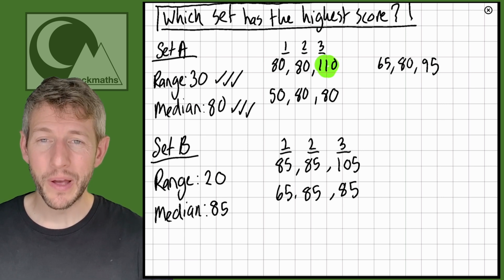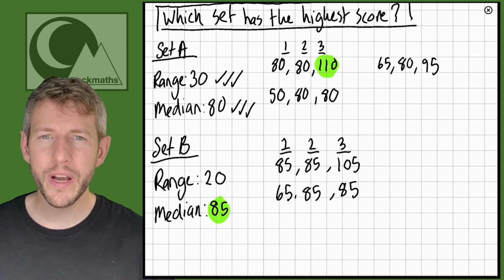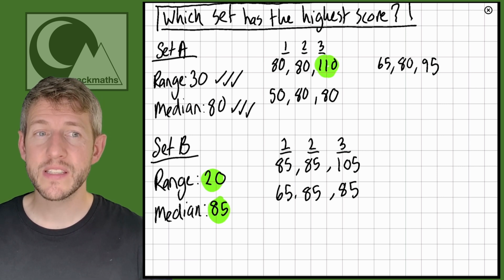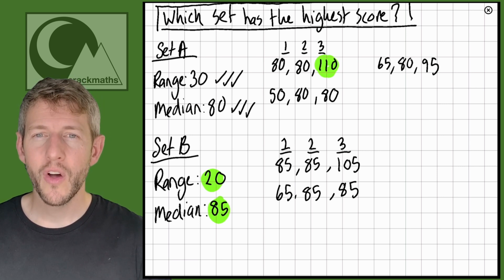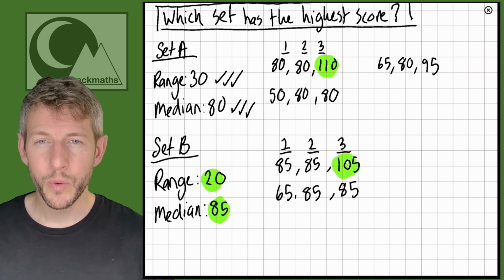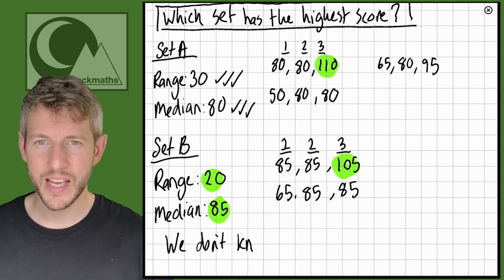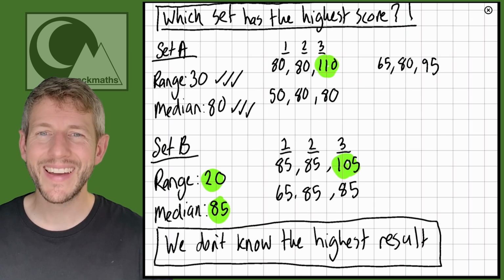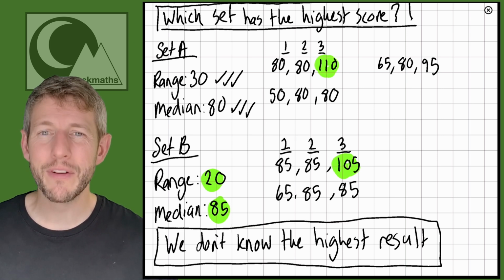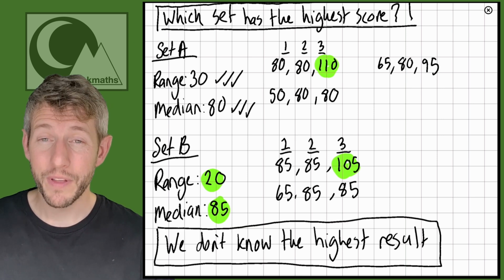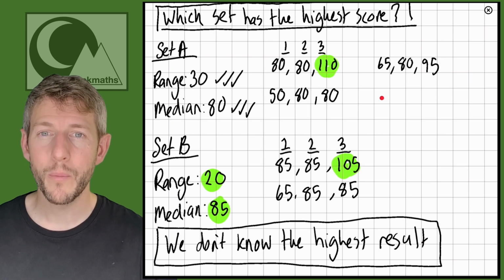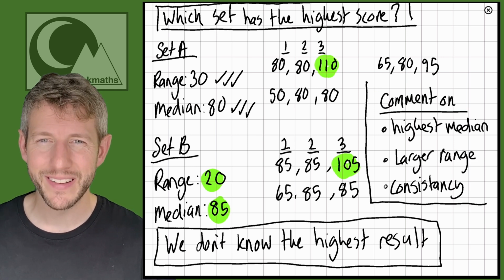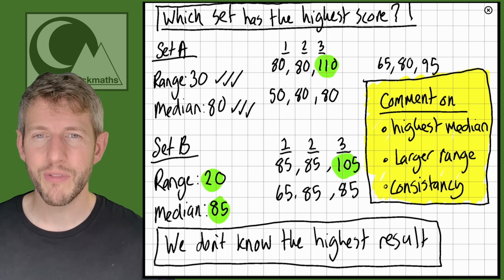What we can see here is that although we know that set B has the higher median test score and the more consistent data, we actually don't know who has the highest test result or which class the highest test result is within. Okay, so we are given very limited information with this. So all we can really determine when we compare the median and the range is which group has the higher median and which group has the larger range.